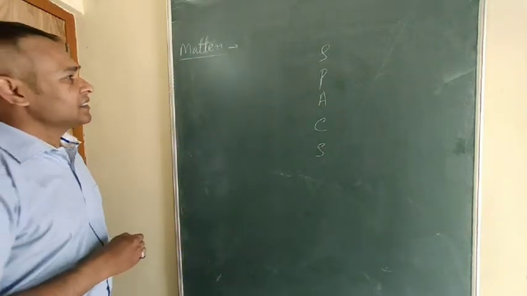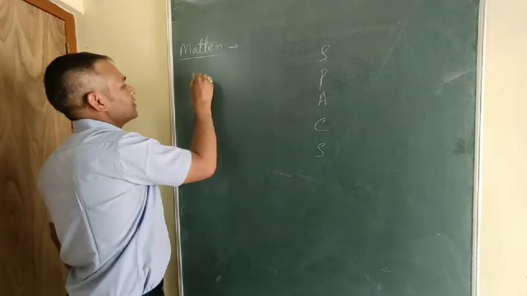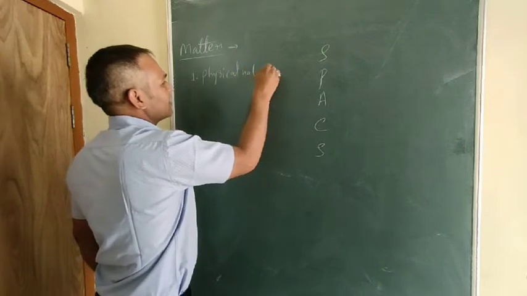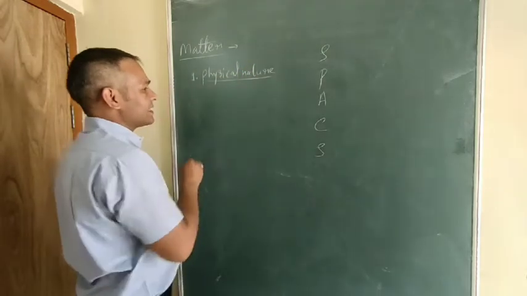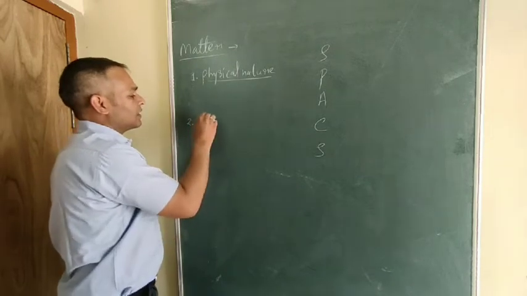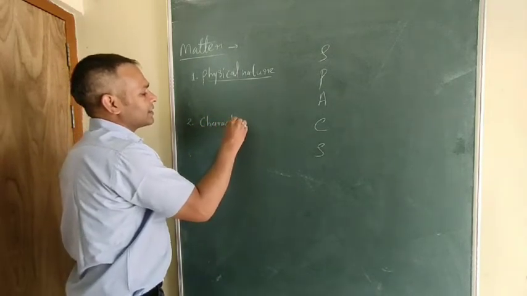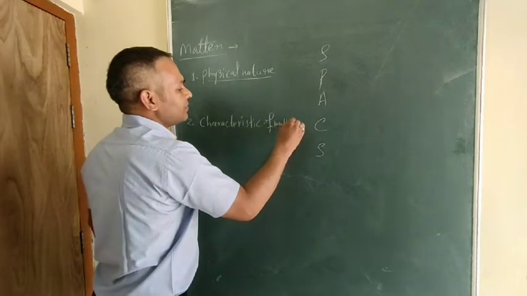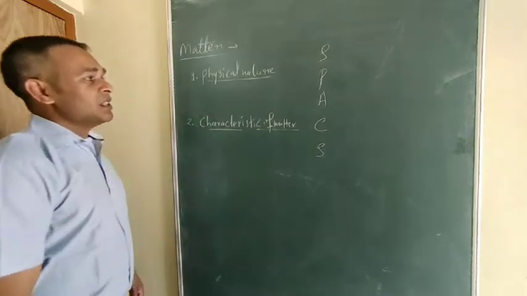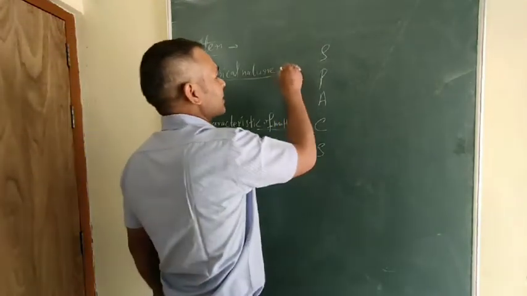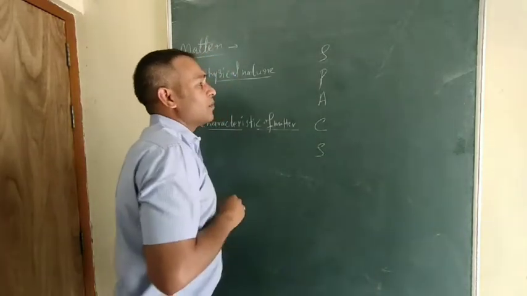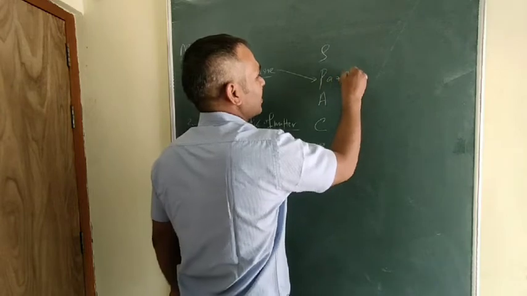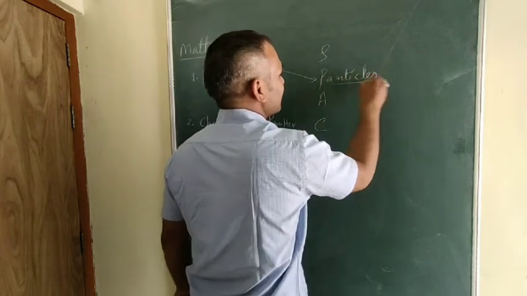How is it correlated? See, first point you will learn is the physical nature of the matter, and second point you will learn what are the characteristics of matter. Physical nature of the matter. The matter is made up by the particles.